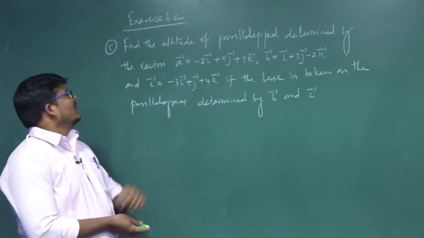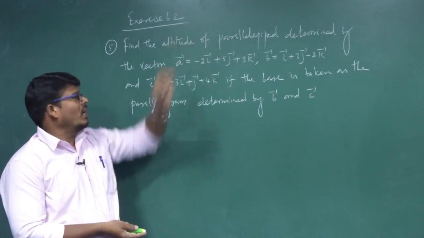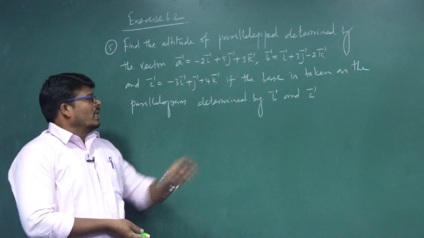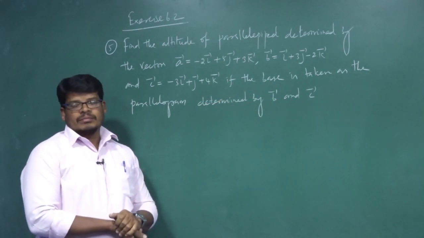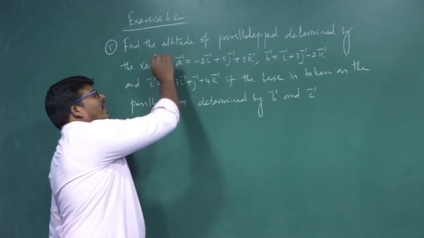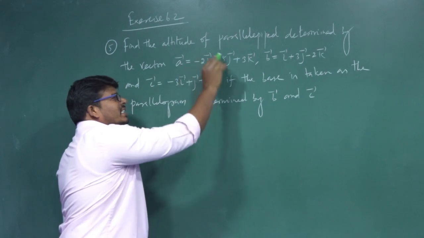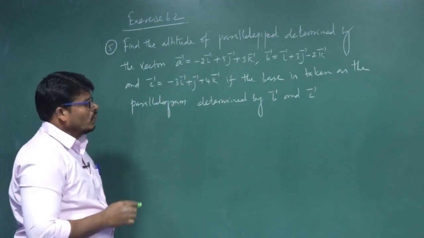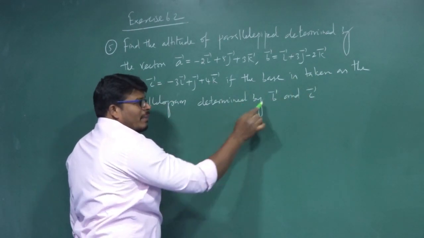What is to be found? Find the altitude of the parallelepiped. What is given? The three edges A, B, C are given, and the base is taken as the parallelogram determined by B and C.